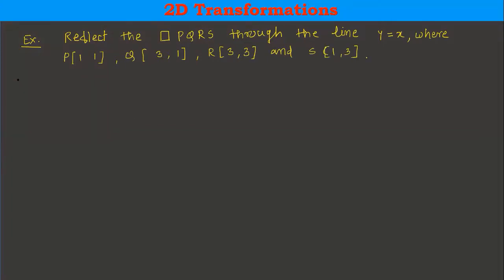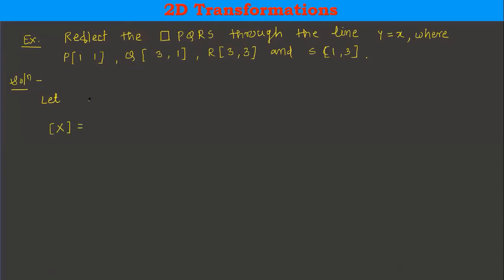Reflect the quadrilateral PQRS through the line y is equal to x, where the coordinates of the vertices of the quadrilateral are P(1,1), Q(3,1), R(3,3) and S(1,3). Okay, so the same type of example we can solve by the same method. That means first we have to write the position matrix of the quadrilateral PQRS, and that position matrix of the original object is generally denoted by X. So we can say here X is equal to the position matrix of the quadrilateral PQRS.